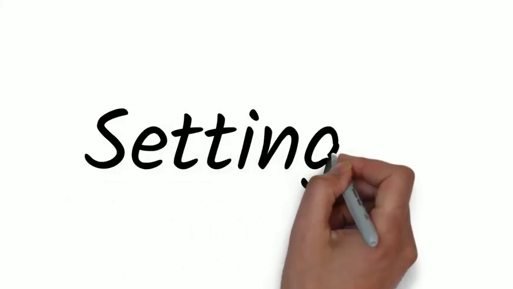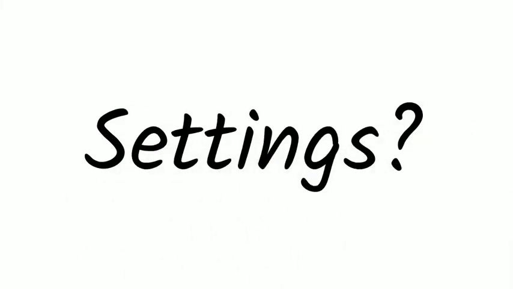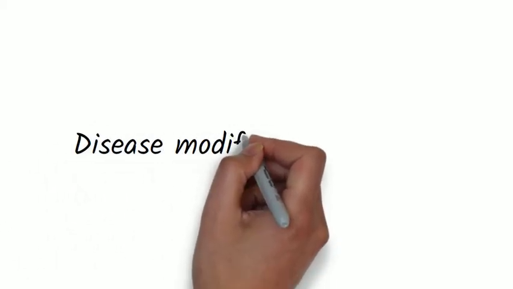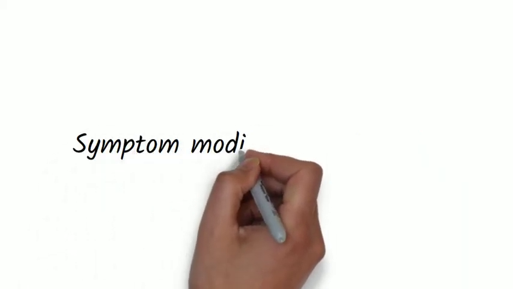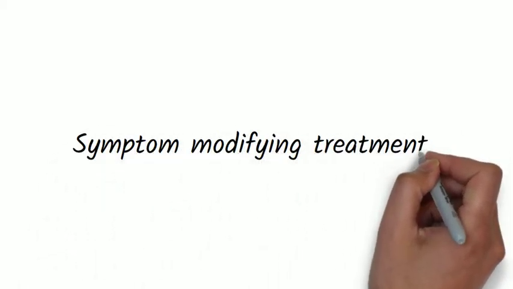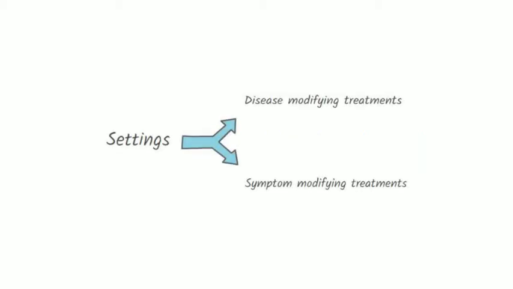Same as for the original core sets, 2 different settings were defined to update the core set. On the one hand, we have trials investigating treatments that may change the course of the disease, referred to as disease-modifying treatments, and on the other hand, studies focusing on relief of signs and symptoms, referred to as symptom-modifying treatments. Up front, it was decided if one domain was selected for the symptom modification setting, it should also be included in the disease modification setting.